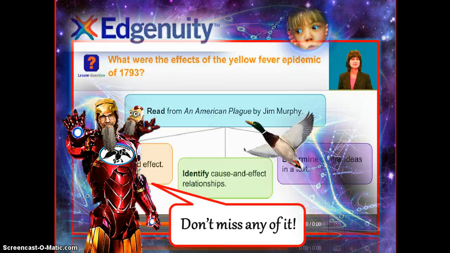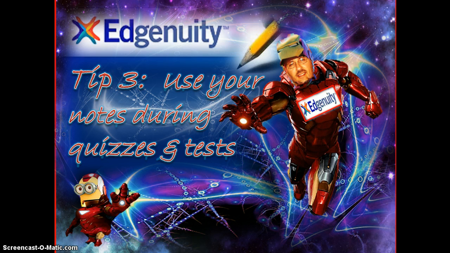And then here we go. Here is our Iron Duck Commander. Right, here's his message. Don't miss any of it, right? Don't miss any of it. Watch everything. And here's an example of a video from Edgenuity, right, on the effects of the yellow fever epidemic of 1793. A little bit of history. I love history. And then you can see the key important information down below that you could jot down and put in your notes.